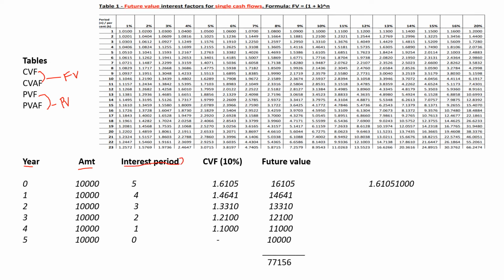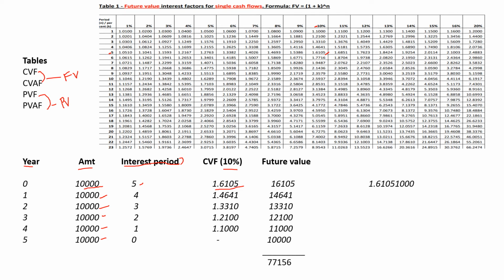How will we find the interest period? See, for the present, today if we deposit 10,000 rupees, I will get an interest of 10% for how many years? For 5 years I have kept it. So 1, 2, 3, 4, 5. For 5 years, I will be getting 10% interest. So in the CVF table, you will see here 10%, and this is 5 years. For 5 years, 10% is how much? 1.6105. So 1.6105 is the compound value factor for 5 years.